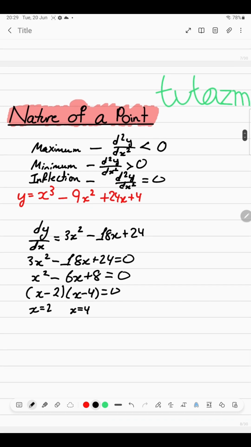We can find the coordinates of these stationary points by putting them back into our original equation. So 2 cubed minus 9 times 2 squared plus 24 times 2 plus 4. Just put that into our calculator because it's a calculator paper tomorrow.